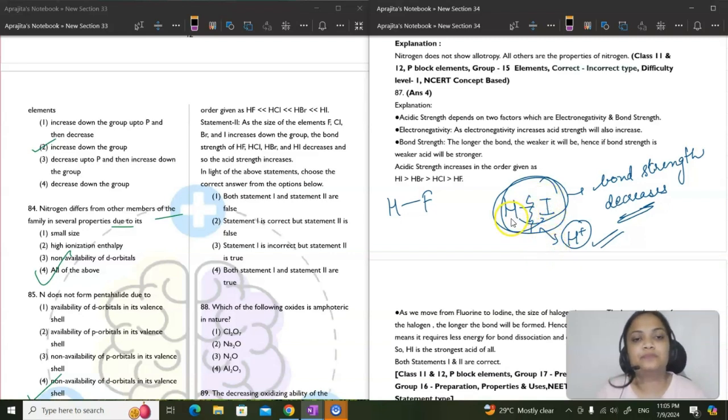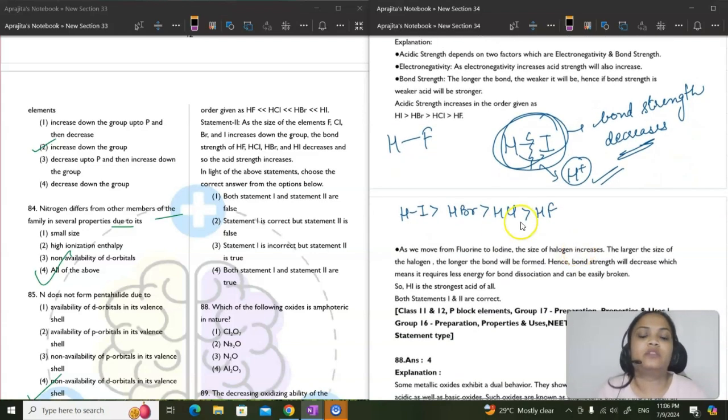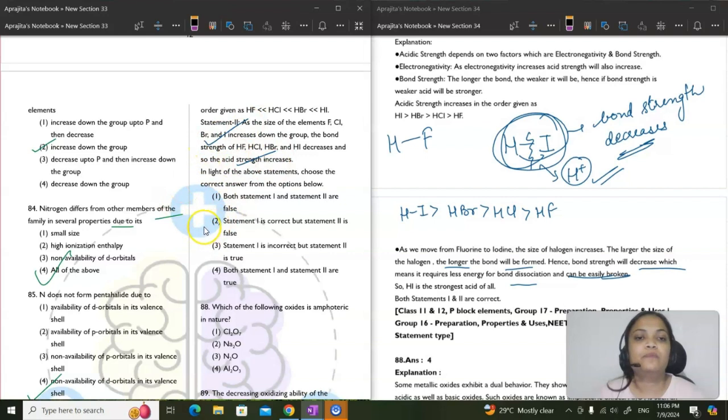So yes, acidic strength of HI will be more than that of HBr, HCl and HF. Why? Because larger the size of halogen, longer the bond will be formed and the bond strength will decrease, which means it requires less energy for bond dissociation and can be easily broken. So H plus can be released. So it means both the statements are true. Answer is option number 4. Okay.